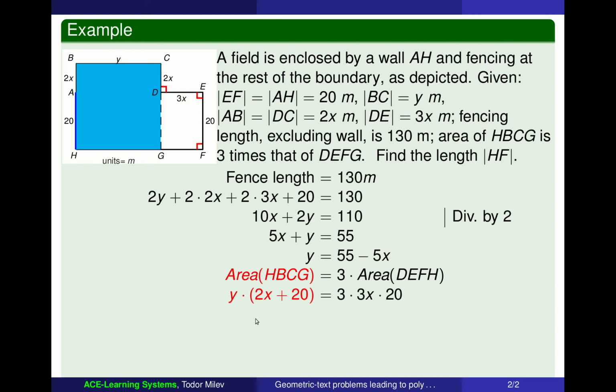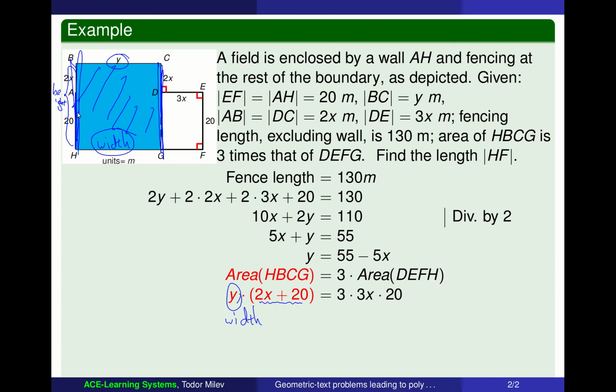Now, the area of rectangle HBCG, what's that equal to? Well, this is a rectangle, so its area is equal to its width times its height. And the width of the rectangle happens to be y units, that's my width. And the height of that rectangle is, well, it's this height here.